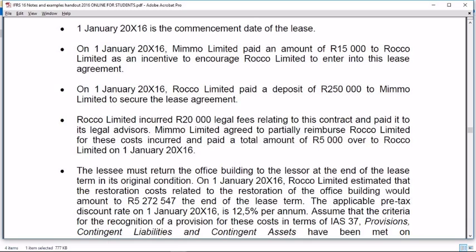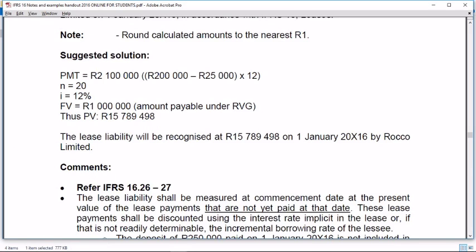Have a look at the information provided above. All this information that was given up there was used for purposes of determining the initial measurement of the right of use asset. The rest of the information will now be used to determine the present value of the lease payments for measurement of the lease liability. To calculate the present value, we need the following variables.